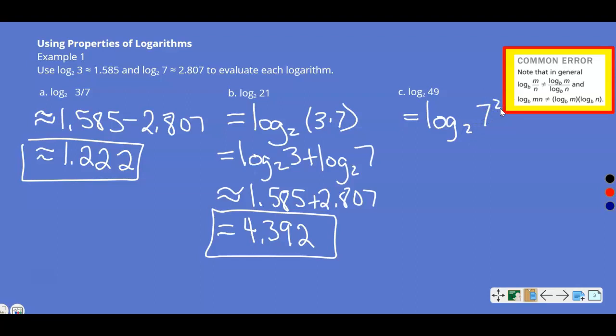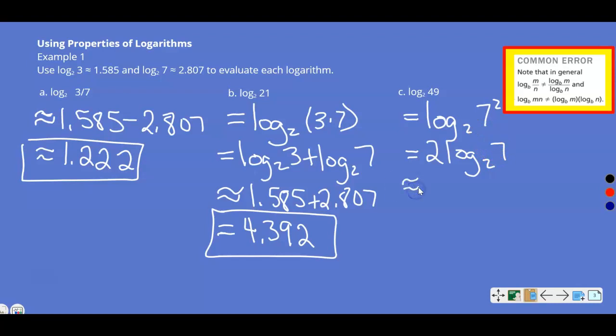Then remember your properties of logarithms. If it's a power property, that means the exponent will move to the front of your logarithm. So I'm going to move the 2 to the front, and it's going to become 2 log base 2 of 7. Now log base 2 of 7, we're already given an approximation for. It's 2.807. So we're just going to substitute that in here.